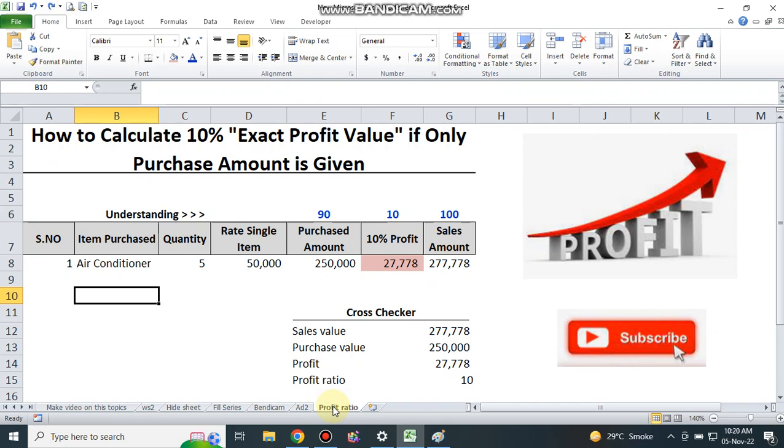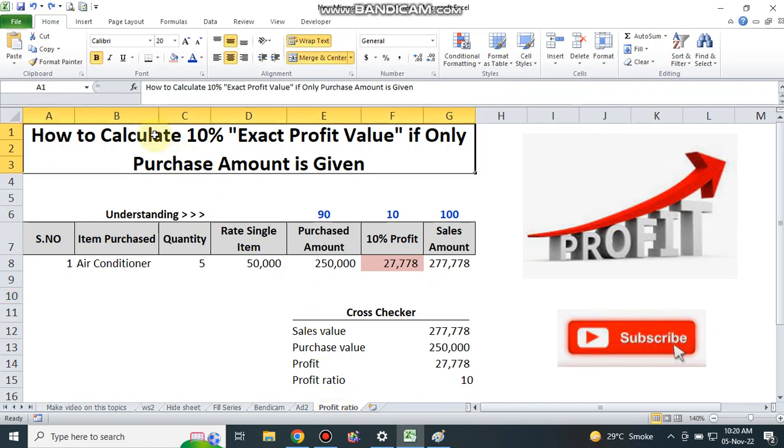Bismillahirrahmanirrahim. Today we will learn a different topic: how to calculate 10% exact profit value if only the purchase amount is given.